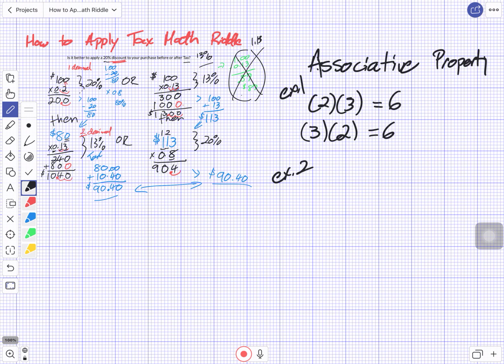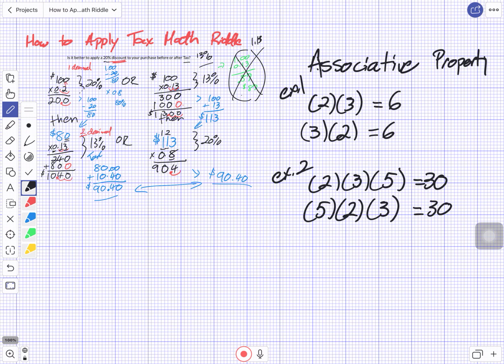Example 2. What if I do 2 times 3 times 5? It's a little harder. 30. Ah, very good. Okay, what if I do 5 times 2 times 3? 30. And then I could technically do like 3 times 2 times 5. 30. You start to get the idea? It's not making any difference.